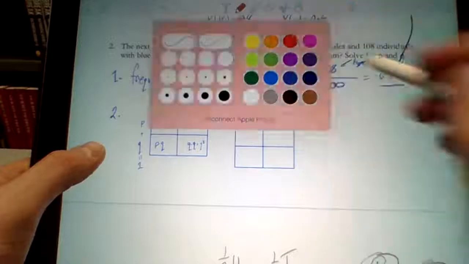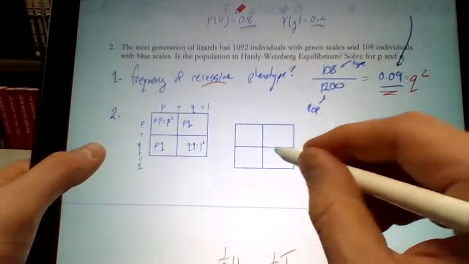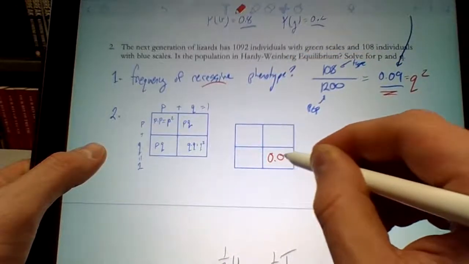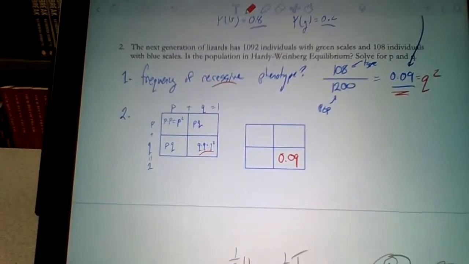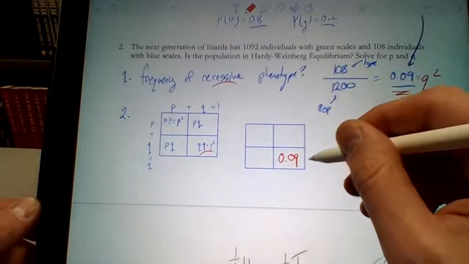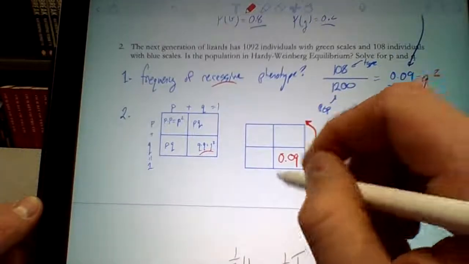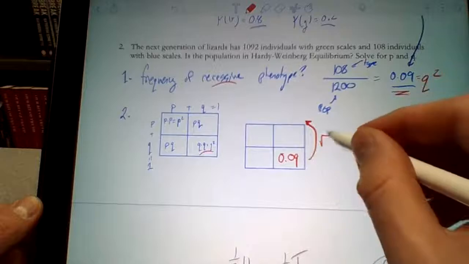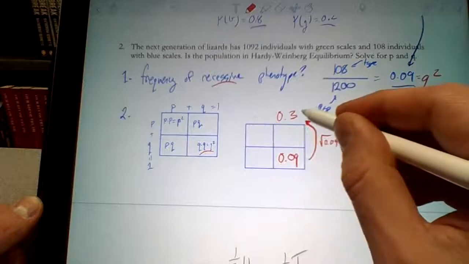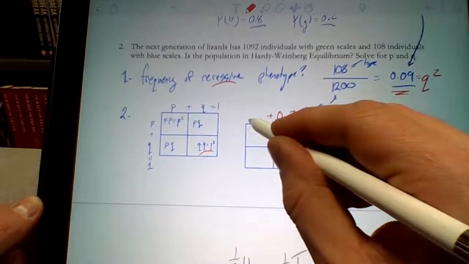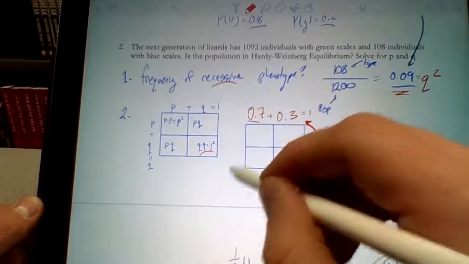So what we're given in our question is this value. This is our Q squared because it's the recessive phenotype. Now that we have this Q squared value in place, we can move backwards to figure out what Q is by taking the square root. The square root of 0.09 is 0.3. We know that 0.3 plus whatever value is here has to equal 1, so the difference is 0.7.